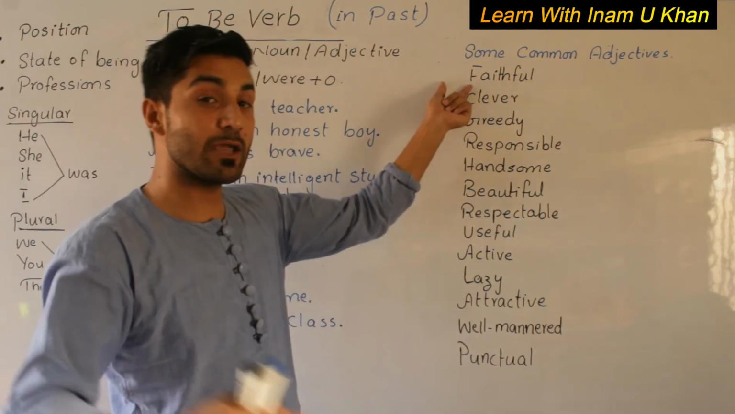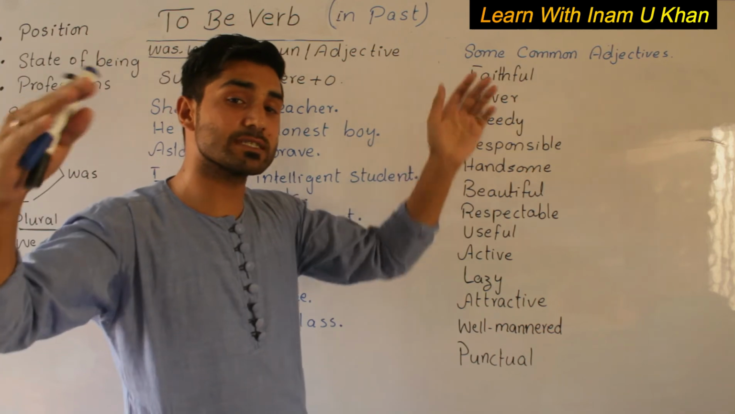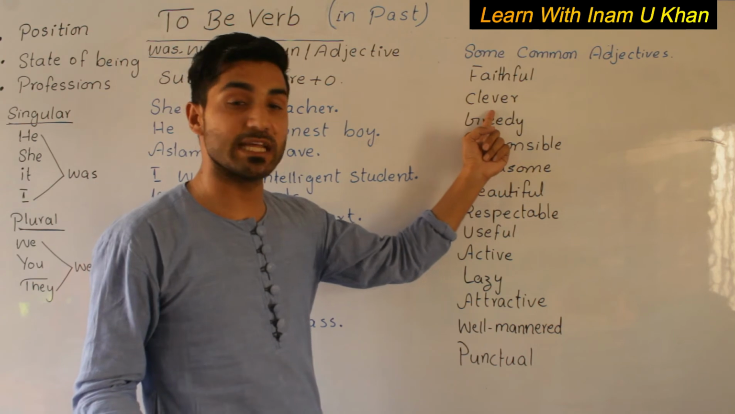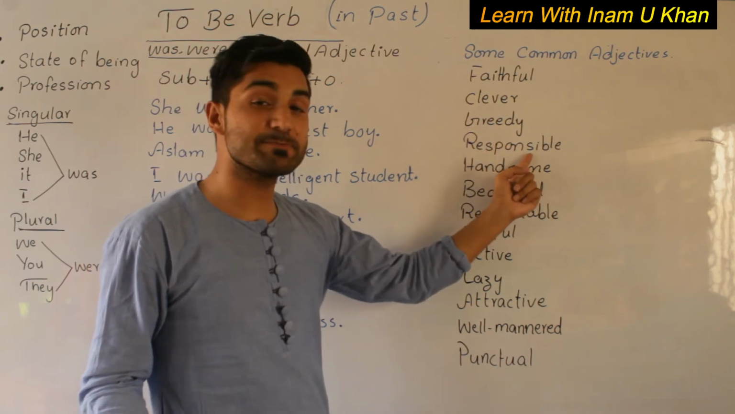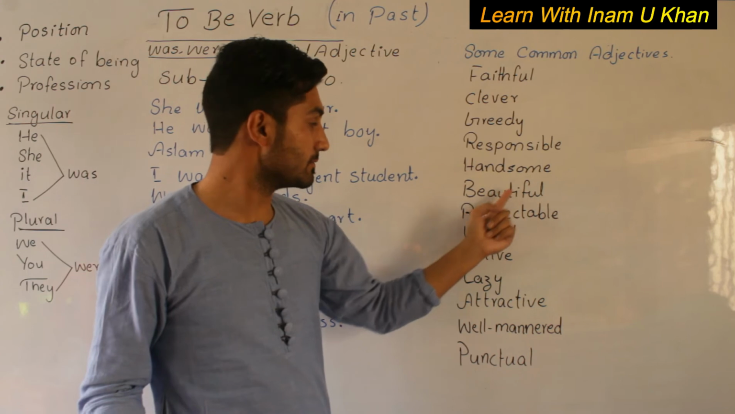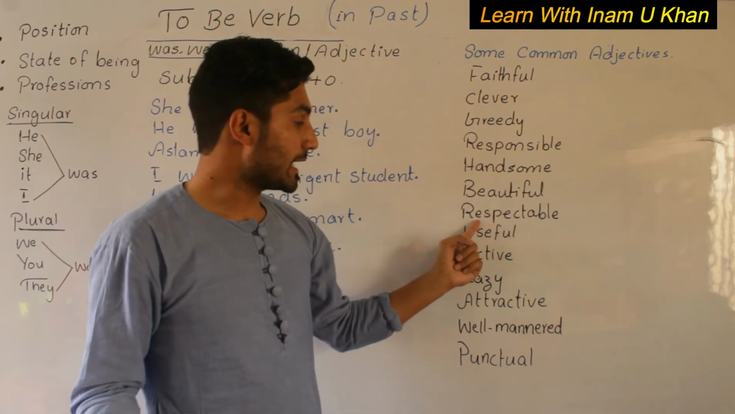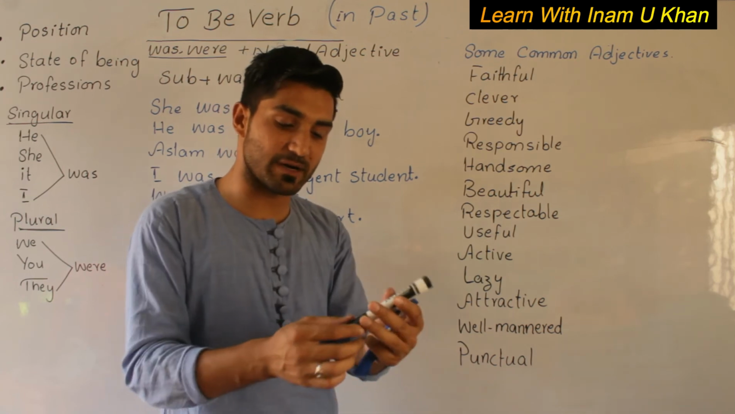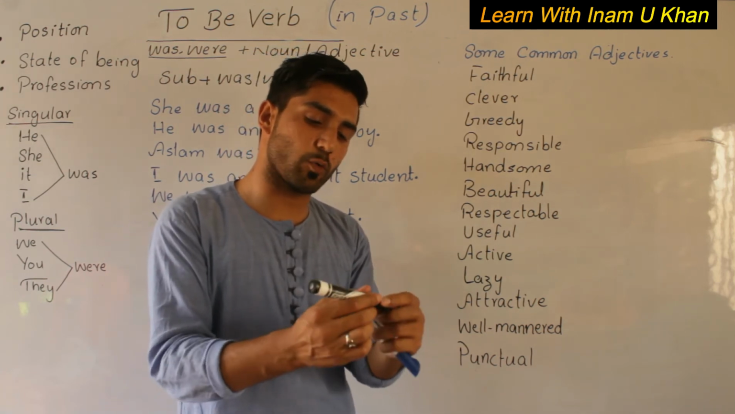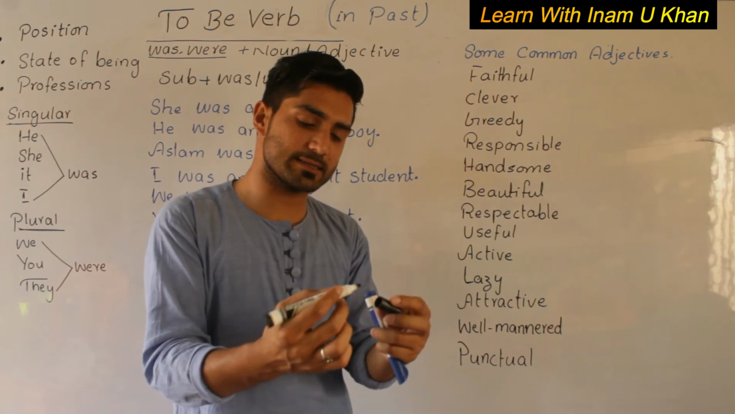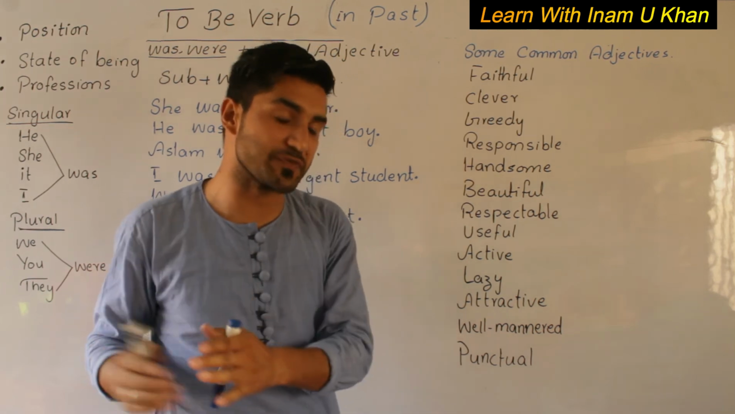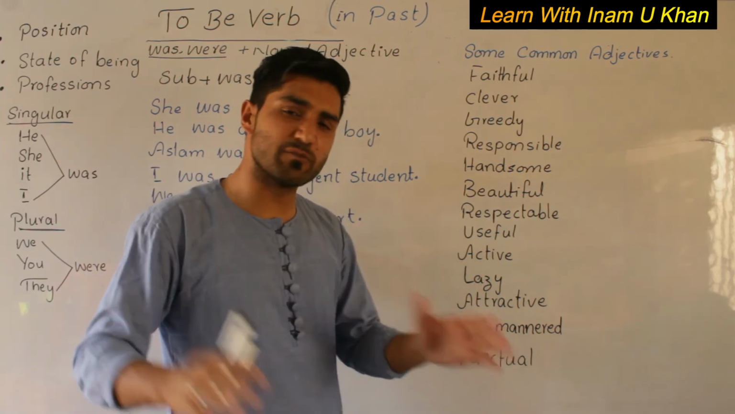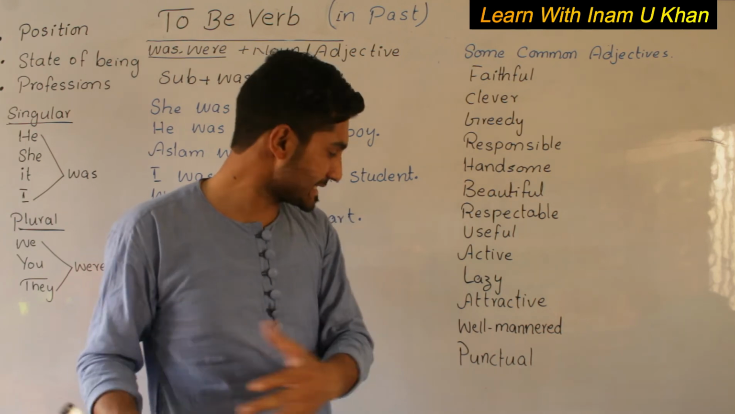For example, he was faithful. So that was the state of being of that boy. I'm talking about a boy. He was faithful. He was clever. He was greedy. He was responsible. He was handsome. She was beautiful. He was respectable. Something that was useful, for example this marker, if it is not workable now and is out of work, but I say it was workable or it was useful. Active, for example, I was active, or lazy, I was lazy. I was not active, I was lazy.